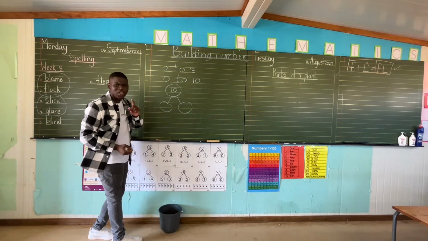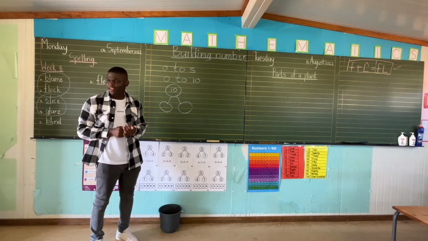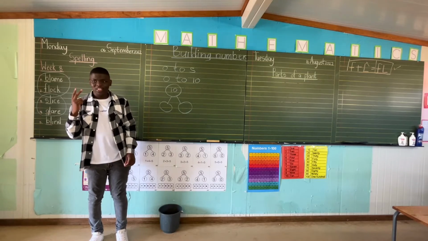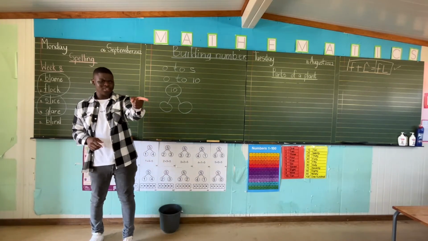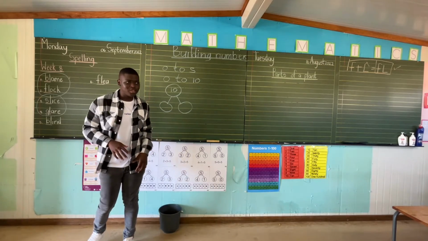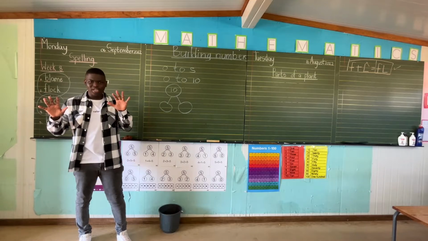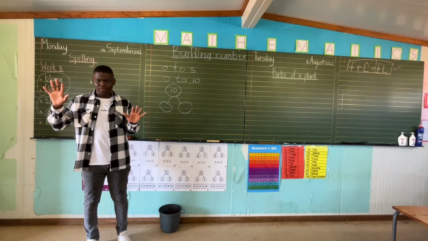Now we're looking for two numbers that we can add in order to get 10. We only need to use two numbers that we can add so that we can get 10. Which numbers can you think of? Yes, we have 5 and 5. When we bring together 5 and another 5, what do we get?